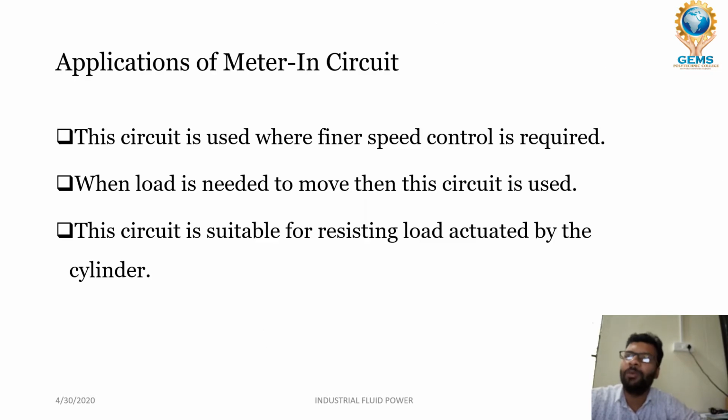What are the applications of the metering circuit? This circuit is used where finer speed control is required, and also during the advancement movement only. When a load is needed to move, then this circuit is used. When a specific load is moved, this circuit is used. This circuit is suitable for resisting load actuated by the cylinder.